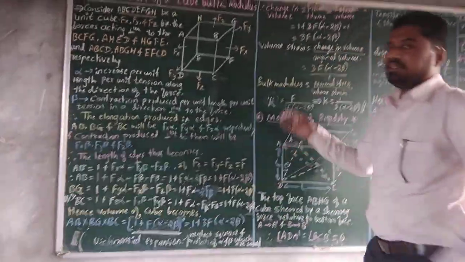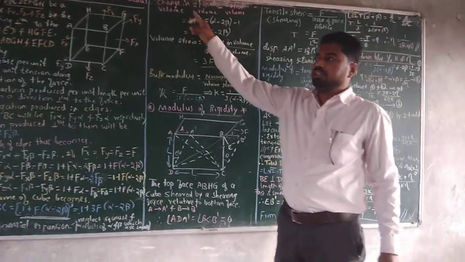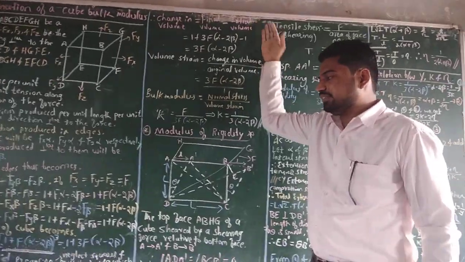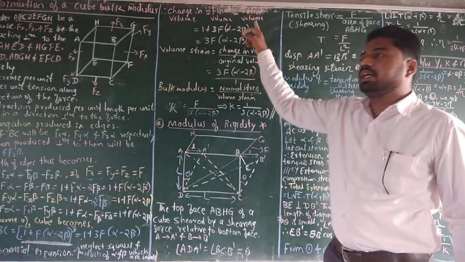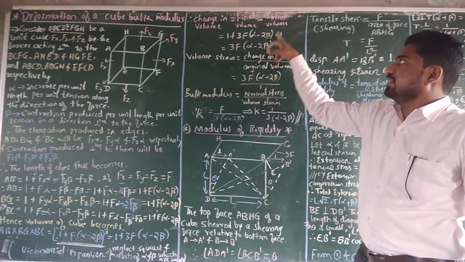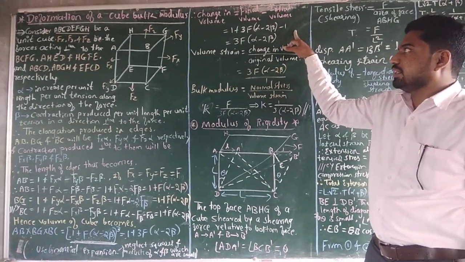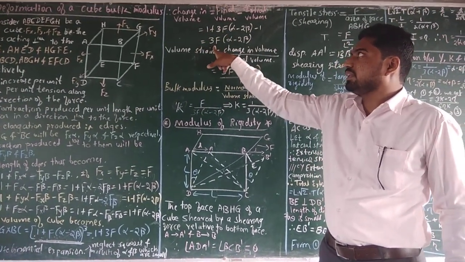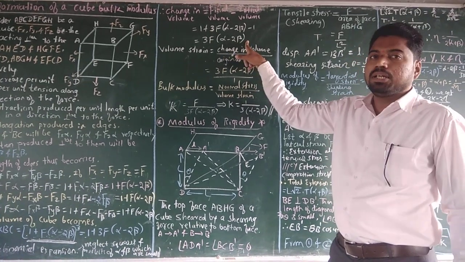Now you have to find the change in the volume. How do you find it? That is the final volume minus the initial volume. What is the final volume? 1 plus 3F times alpha minus 2 beta, and the initial volume is 1. Therefore, the change in the volume: minus 1 and plus 1 cancel, and the remaining term is 3F times alpha minus 2 beta.